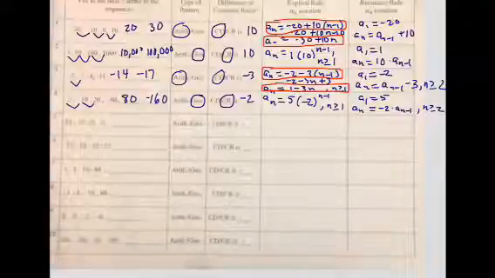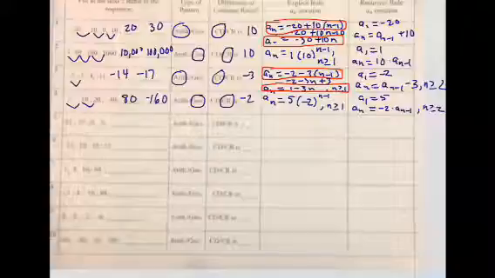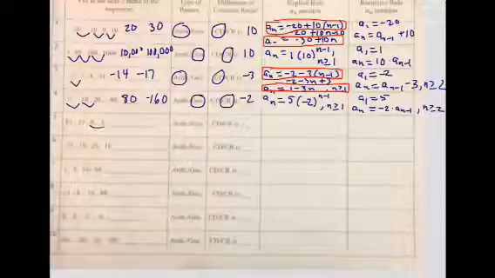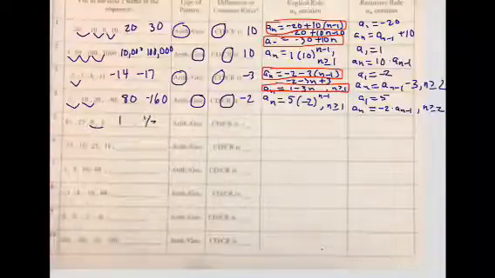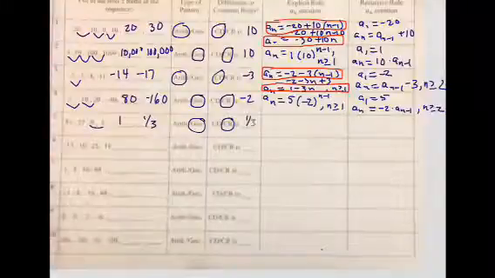Okay, for the next one, I'm dividing by 3, which means I'm multiplying by 1/3, right? Because if I look at these two, 3 over 9 is 1/3. So divide by 3, I get 1, and then 1 times 1/3 is 1/3. It's geometric, it has a common ratio of 1/3.